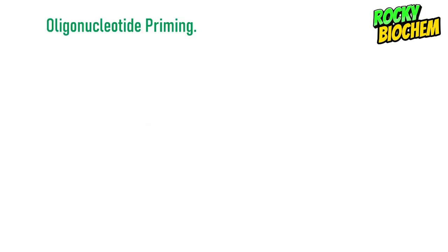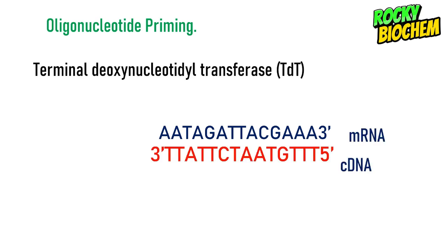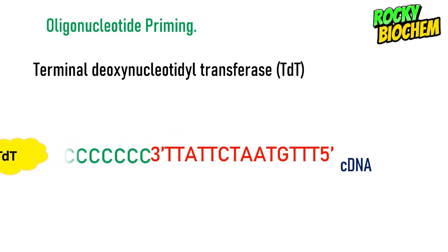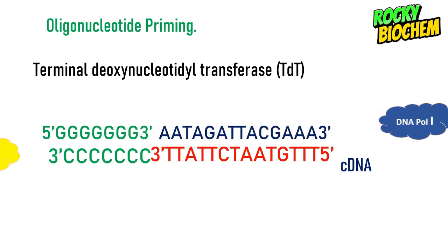Now let's move on to oligonucleotide priming. Oligonucleotide priming harnesses the ability of an enzyme called terminal deoxynucleotidyl transferase, that is TDT for short. The ability of this enzyme is to add a stretch of the same nucleotide to the 3' end of the cDNA molecule. So TDT can add a homopolymer, that is, it can add the same nucleotide sequence to the end of the cDNA molecule. Then we can make use of an oligo primer to anneal to the stretch of C nucleotides added by the TDT enzyme, and by doing so, DNA polymerase 1 can be used to catalyze the synthesis of the other cDNA strand.